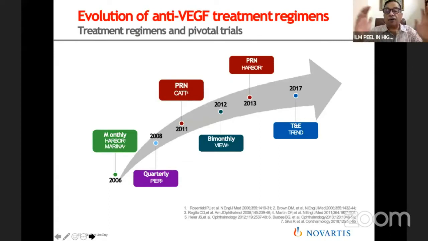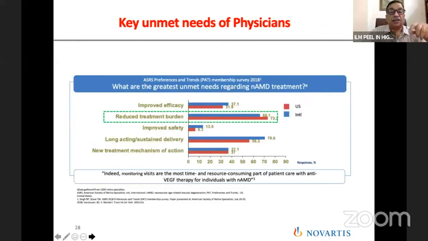Now, while the drug was discovered, then the question was how to use it. Initially in these studies, it was used monthly in the Marina and Anchor. Then we tried to use it quarterly. That was found not good enough in many of the trials. Then people tried PRN treatments, and then finally came up to treat and extend. In the meantime, the VIEW study for aflibercept tried it bi-monthly and found that works. So the evolution of the way of giving the treatment has also been occurring in this time.